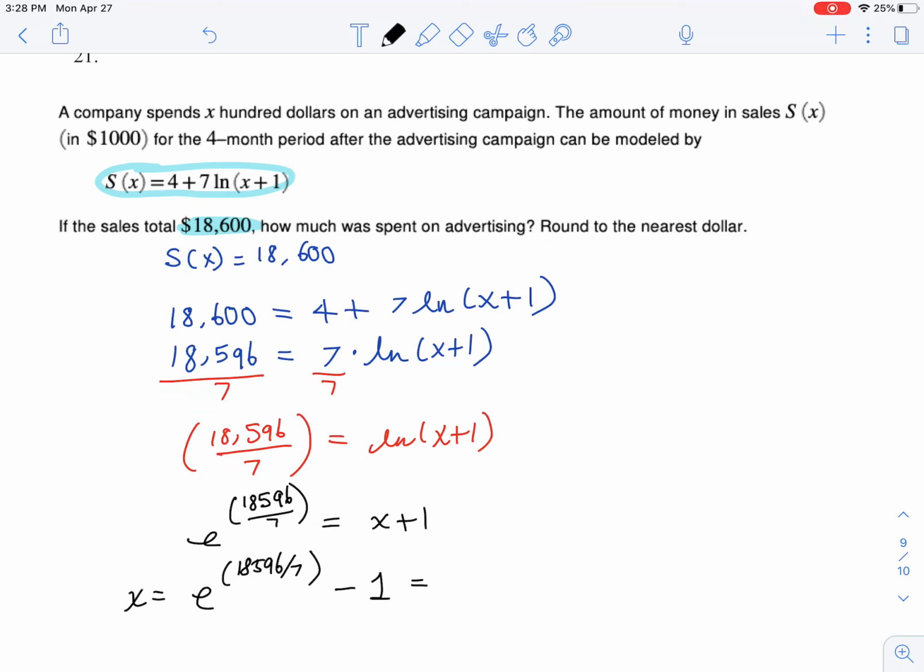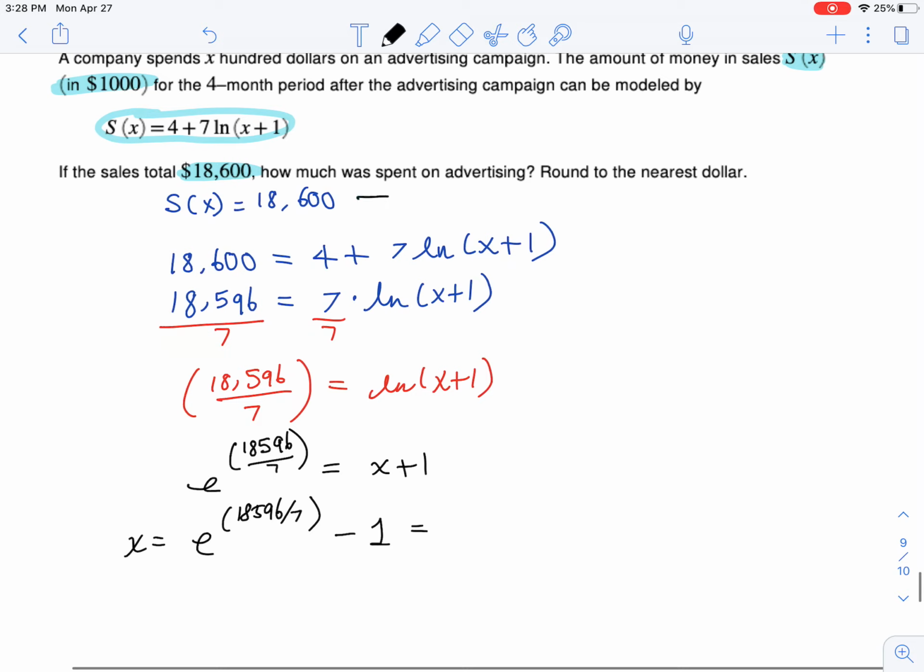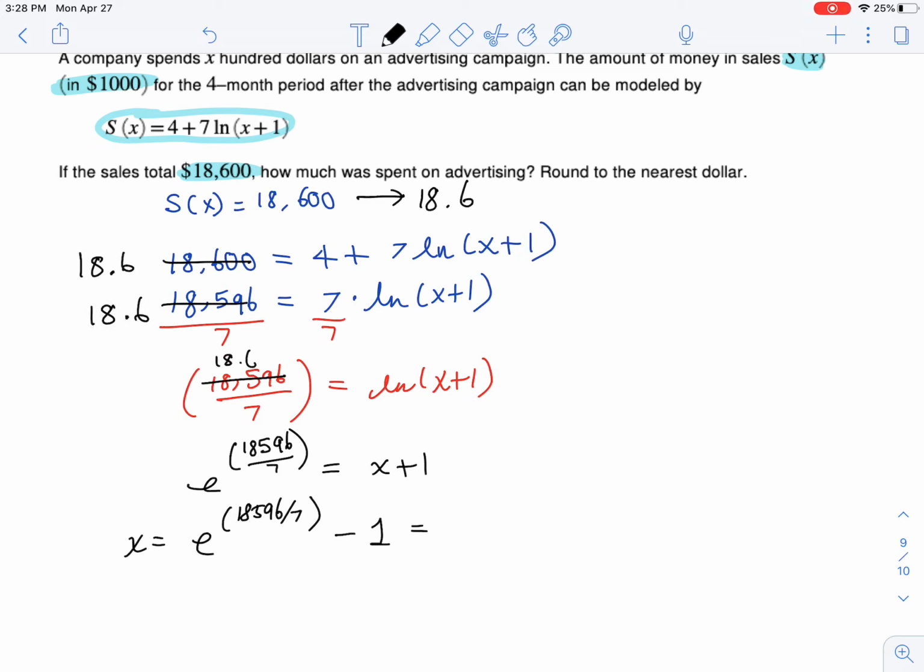No worries. You know what? I made a mistake. You know what my mistake was? Oh, thank goodness. S of x is in thousands of dollars. So I'm not going to use 18,600. Why don't I plug in 18.6? Because 18.6 thousands of dollars is 18,600. So let me fix these numbers. Change that 18,600 to 18.6. Thank goodness I caught that. And I honestly caught it because my calculator said overflow, because it was too big.